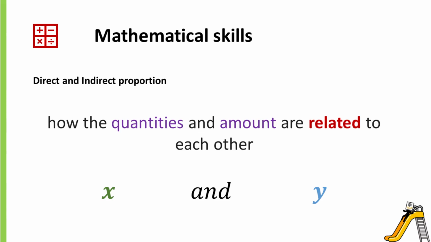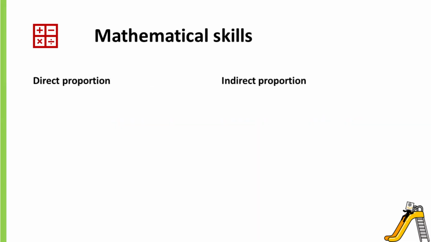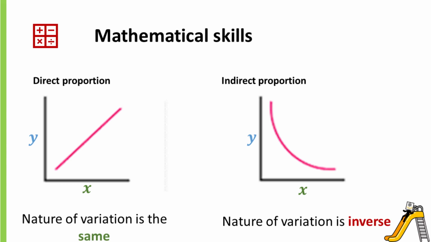Now let's start off with some direct proportion. Direct proportion means that the nature of variations are the same. What that means is that whenever you change Y, X will change in the same way. But in indirect proportion, the nature of variation is inverse, and what that means is when you change Y, X will change in the opposite direction. Now let's get this in more detail.